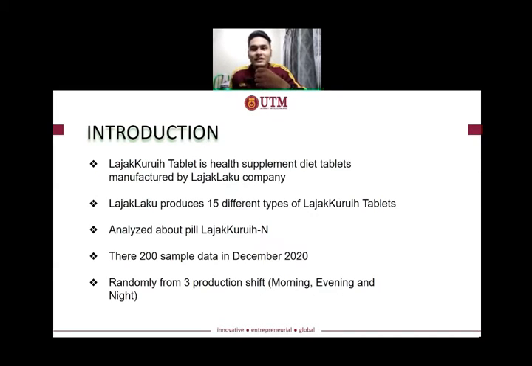Okay. Introduction. LajakKuruih tablet is a health supplement diet tablet manufactured by LajakLaku company. LajakLaku produces 15 different types of LajakKuruih tablets. We analyze the pill LajakKuruih-N. There are 200 sample data in December 2020, randomly taken from 3 production shifts, which are morning, evening, and night.